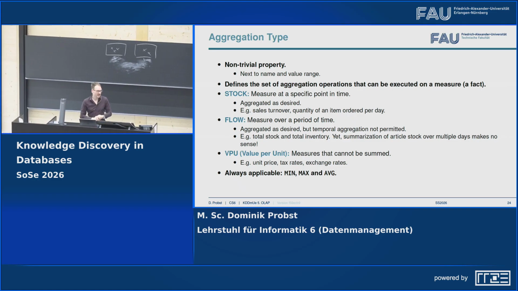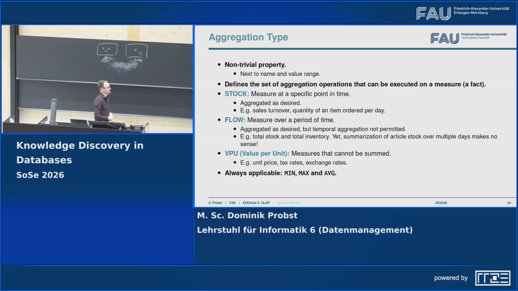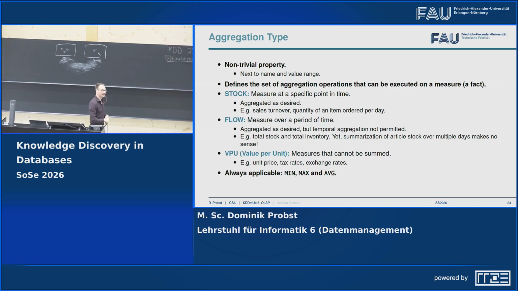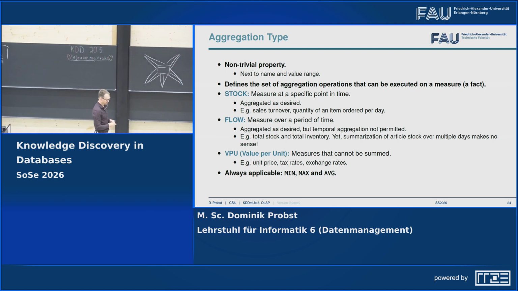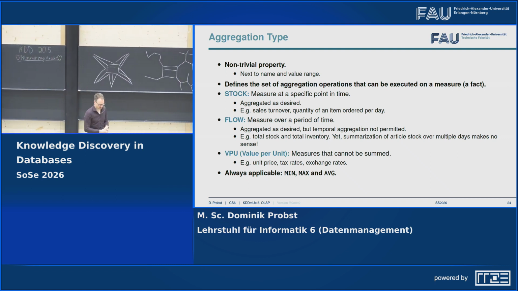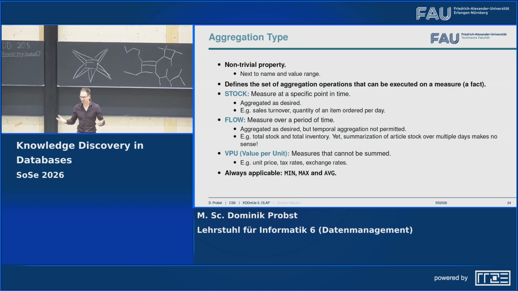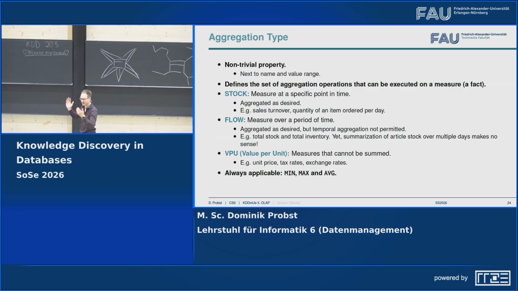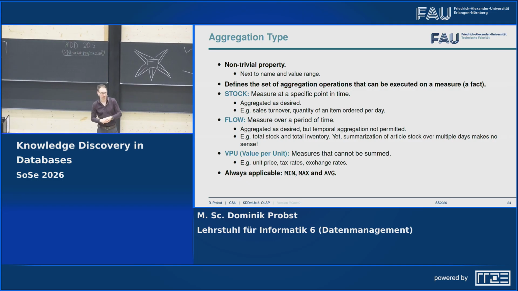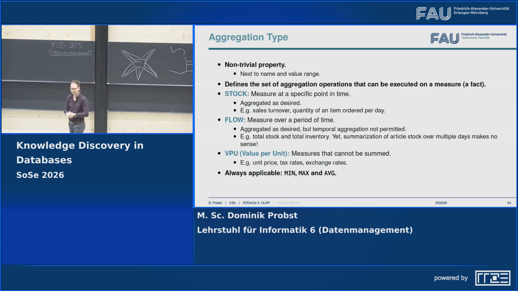And then we have the last kind, the value per unit kind, where we can't sum at all, not only temporal, but we can't sum at all. For example, a tax rate. Tax rate is a good example. If we have, for example, a VAT tax applied to electronic devices of 19%, and a VAT tax of 7% for take out things in a delivery shop.